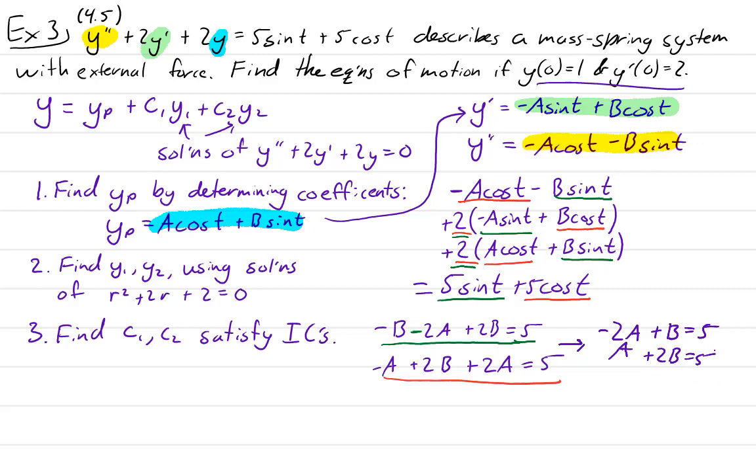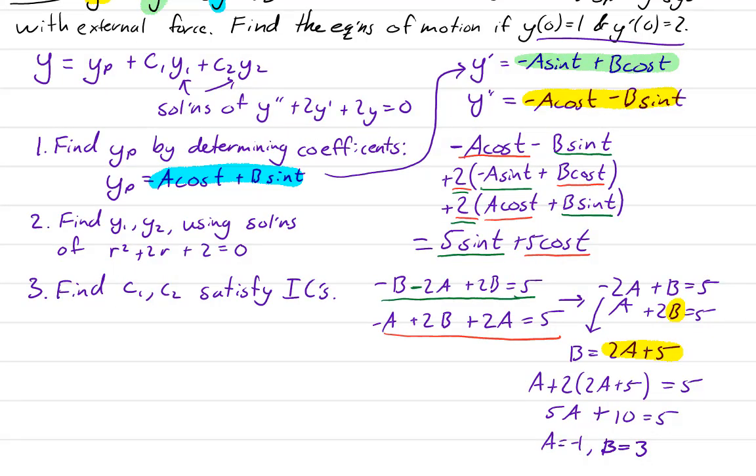And you could solve this using elimination or substitution. With a nice small system like this, I think the easiest way is probably to just use substitution. Turn this equation into b equals 2a plus 5, replace this b with 2a plus 5 here, and that equation is going to look like a plus 2 times 2a plus 5 equals 5. And if we solve that, it gives you negative 1, 3 after solving it.